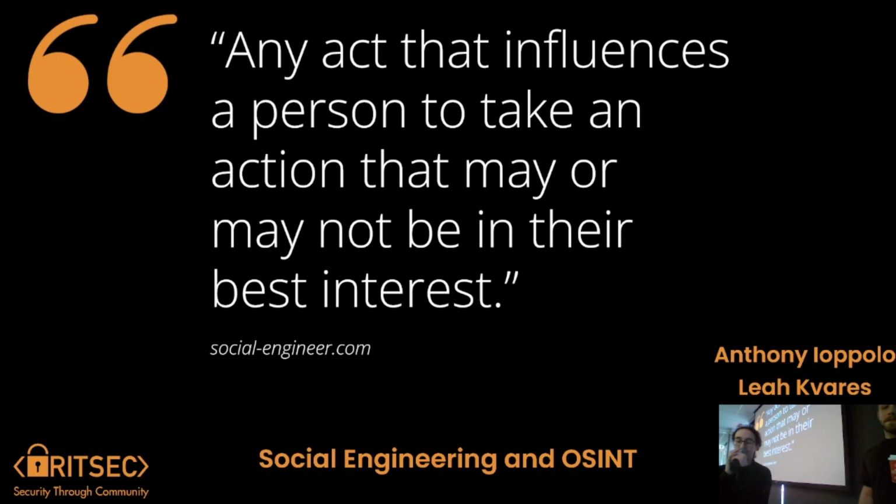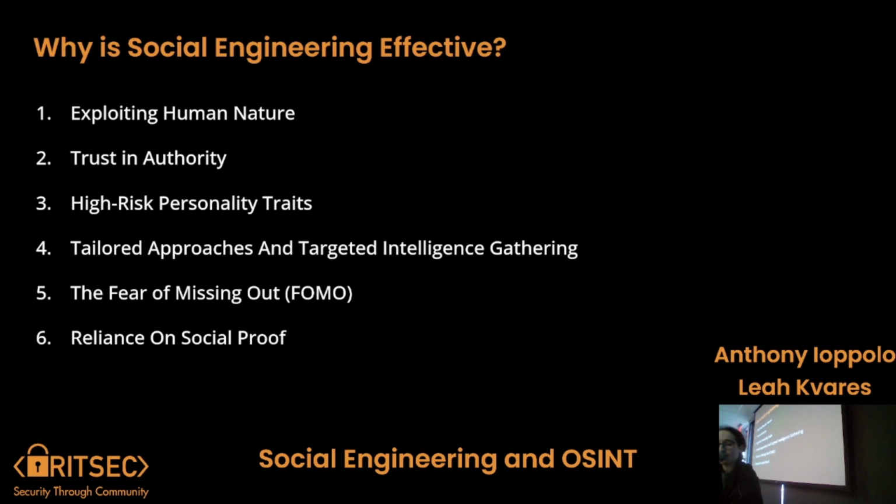Socialengineer.com is a very good resource. This is their definition of social engineering: any act that influences a person to take an action that may or may not be in their best interest. So basically, manipulation. Why is social engineering effective? First of all, you're exploiting human nature, so you're using what people are more inclined to do against them. People trust authority, for example. Oftentimes scams are your boss or your CEO or someone in power asking you to do something, and you are more likely to oblige.